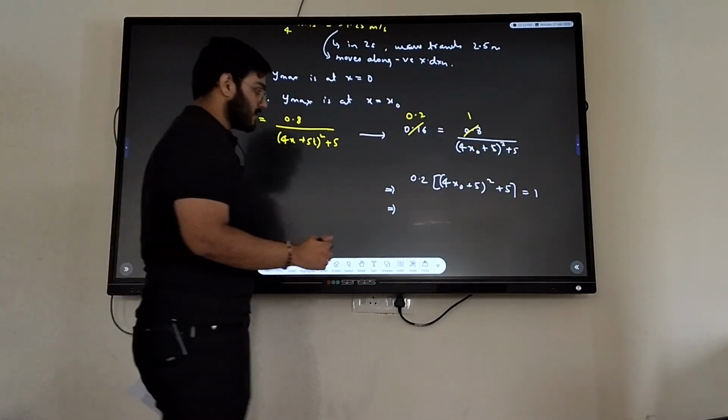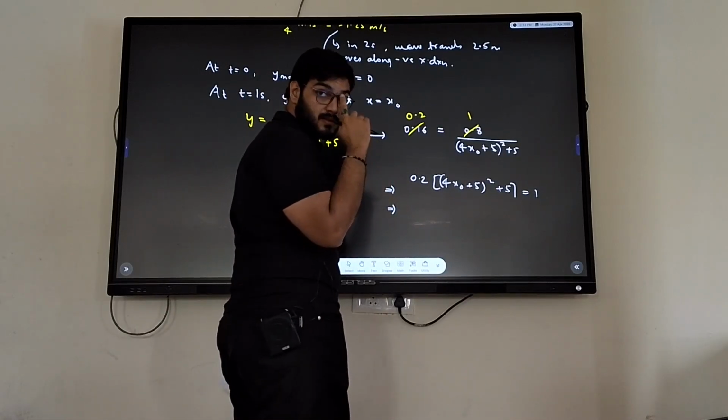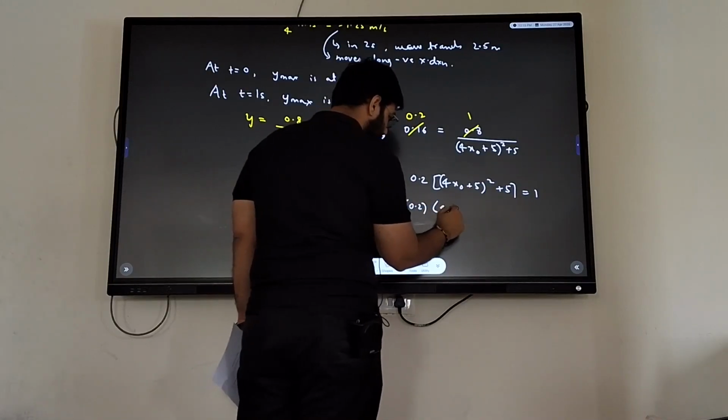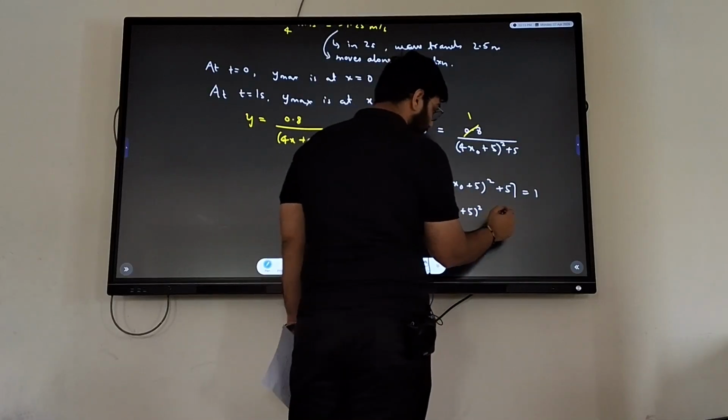Multiply the 5. Multiply 0.2 into 5. 0.2 into 4x naught plus 0.2 into 5. What is 0.2 into 5?